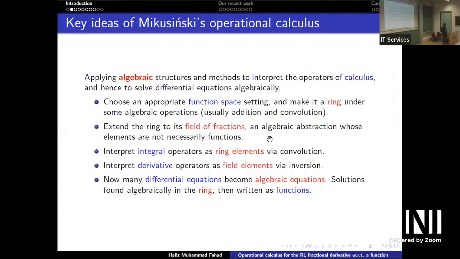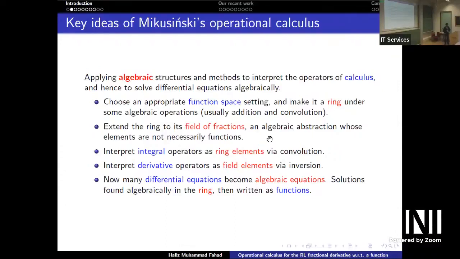Okay, let's move on to the most important slide of my talk. Here we will discuss the key ideas of Mikusiński's operational calculus approach. The algorithm of this approach consists of 5 main steps. Step number 1: we choose an appropriate function space and make it a ring under some algebraic operations, for example, addition and convolution.